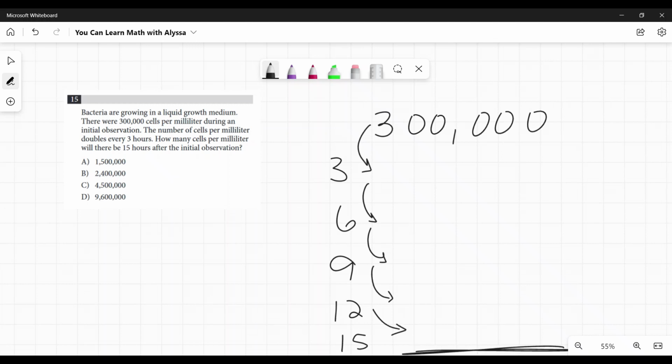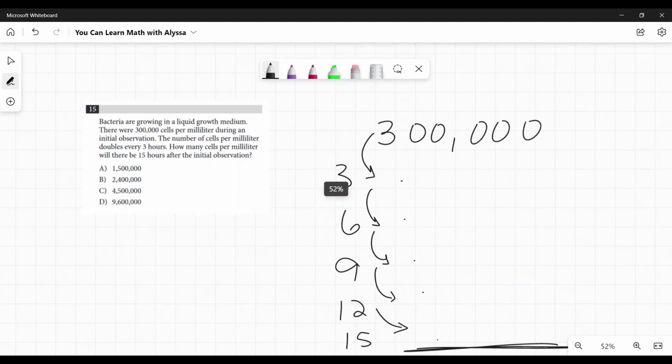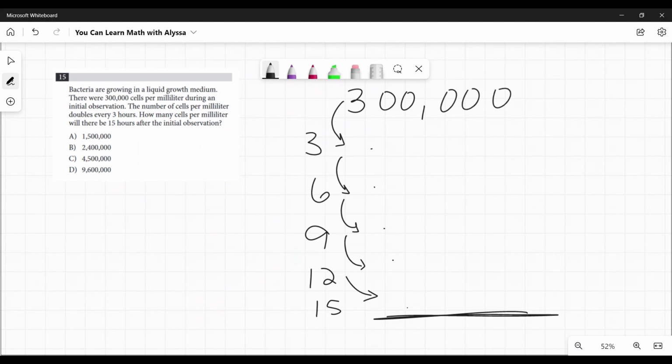So you either need to have 300,000 in your calculator and hit times 2 times 2 times 2 times 2 times 2 to get your answer. Or if you like doing your math written out, you could just double this.